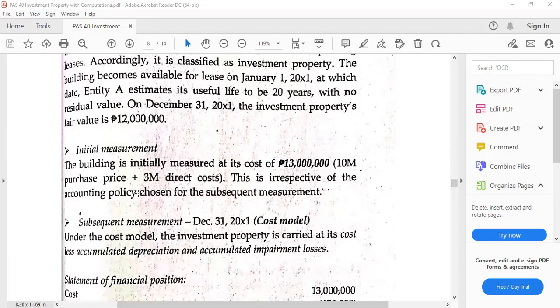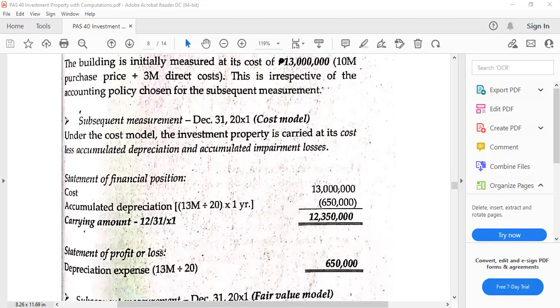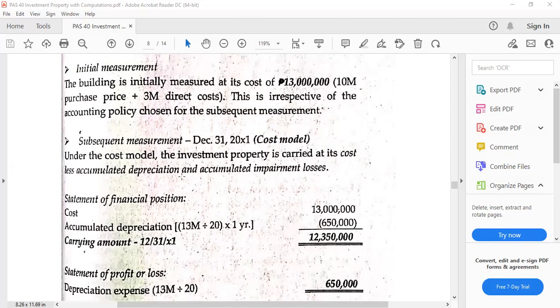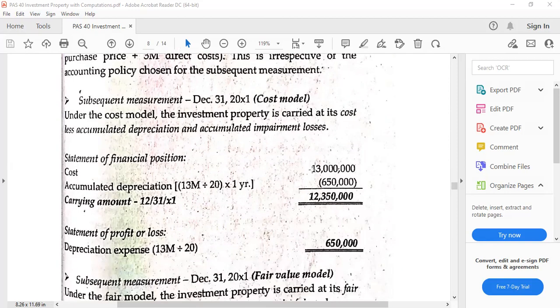If we use cost model or fair value model, no question, initial measurement really is at cost. The concern now is for the subsequent, meaning for ending of the first year and onwards. So cost model, that would be cost less accumulated depreciation. And the debit for accumulated depreciation, remember, this is contra non-current asset account, and this is the, of course, expense portion, the debit. So that's 650,000. This is first year, that's why the two are equal.